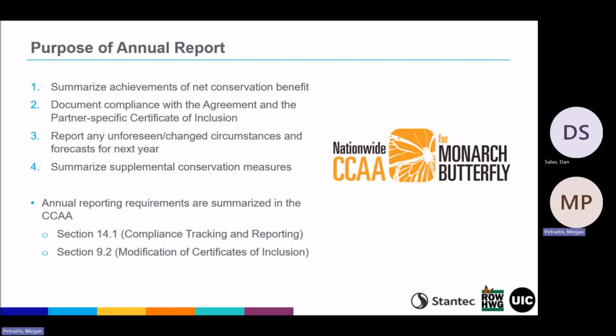So why are we asking for an annual report? This report is your opportunity to let us know what you were able to accomplish over the past year, to see how well these conservation measures are working in terms of conducting the monitoring, and see what next year will bring. It's a way for you to summarize any supplemental conservation measures and provide the documentation needed to ensure us that you're implementing the requirements of the Monarch CCAA correctly.